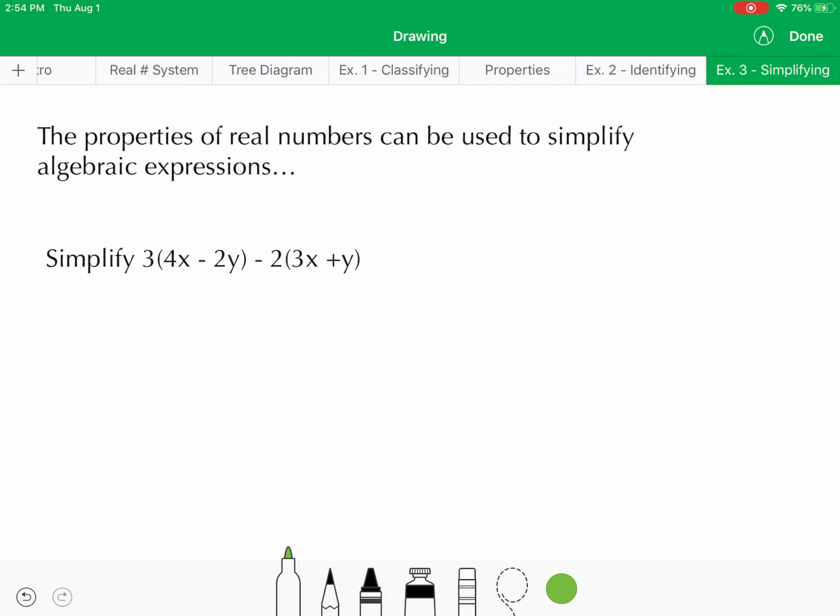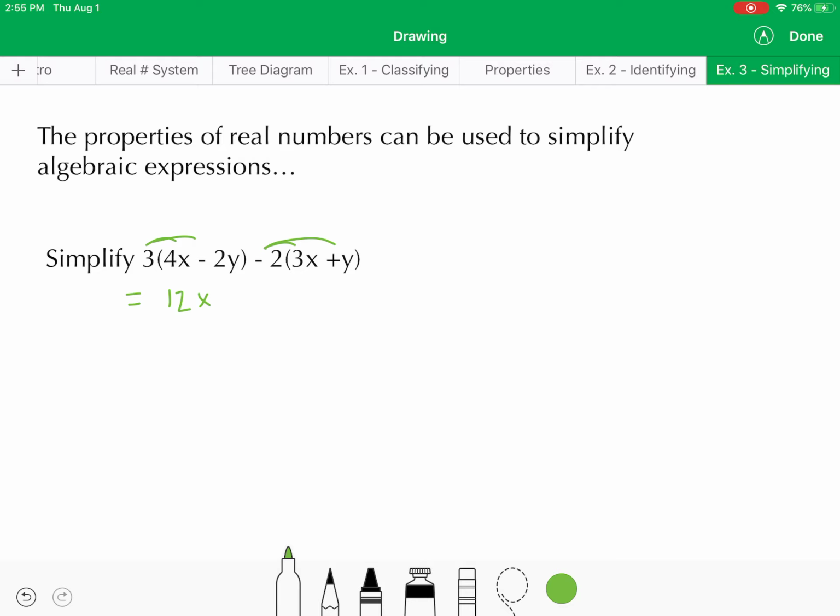All right, now last example here. The properties that we just discussed in the last couple sheets, these are properties that can be used to simplify algebraic expressions. Right? You've done this before, you probably just haven't thought of it in terms of properties. So we have a pretty complex expression here. We want to simplify this down as much as possible. I'll begin with my distributive property.